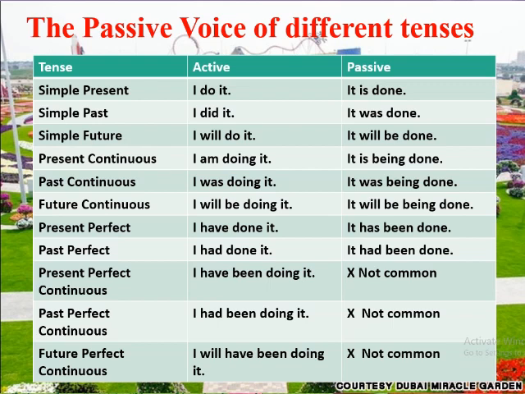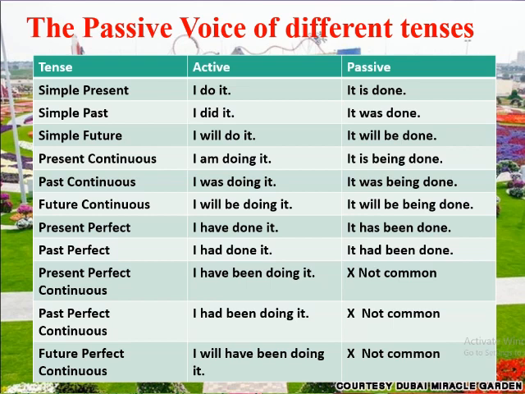Past continuous, I was doing it. It was being done. Future continuous tense, I will be doing it. The passive form for this will be it will be being done. Present perfect, I have done it. It has been done. Passive voice.